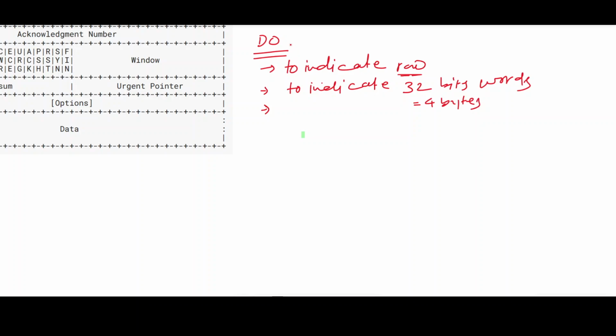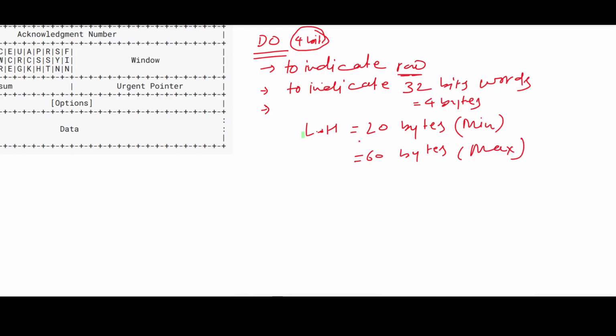Clear? This is a 4-bit field. In 4 bits we can write any number, but the length of the header is 20 bytes minimum and 60 bytes maximum. We have covered this point.